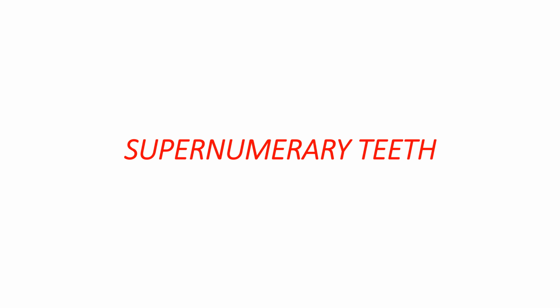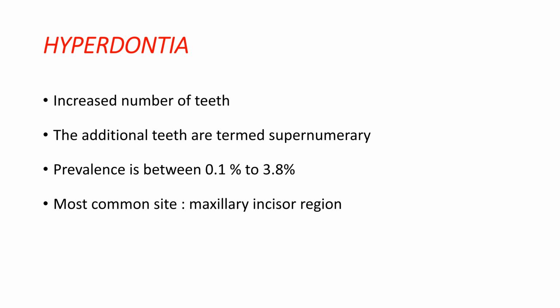Hello everyone. The next developmental disturbance affecting the number of teeth is supernumerary teeth, or hyperdontia. Hyperdontia is the development of an increased number of teeth, and the additional teeth are known as supernumerary.